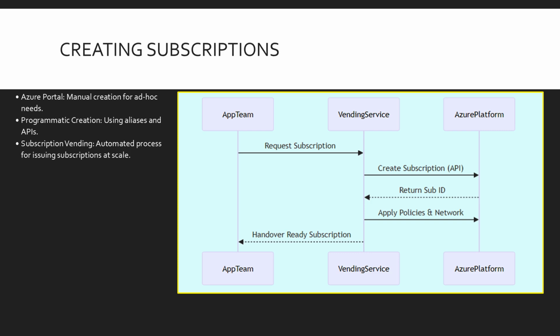This sequence diagram illustrates subscription vending. The app team sends a request to the vending service. The service then calls the Azure Platform API to create the subscription. Once the ID is returned, the service applies policies and network configurations before finally handing over the ready subscription to the team. This highlights automation over manual clicking.